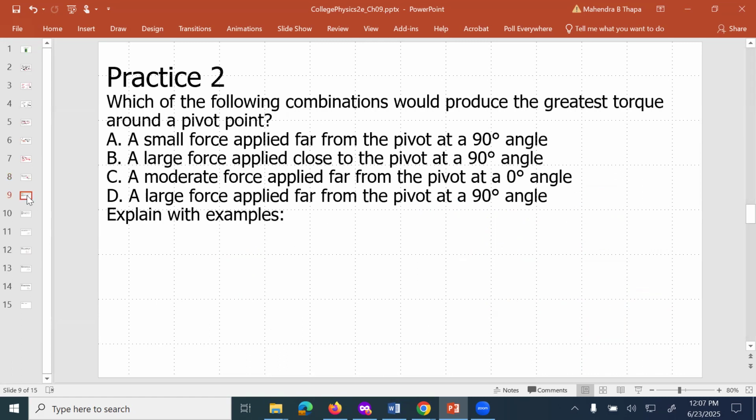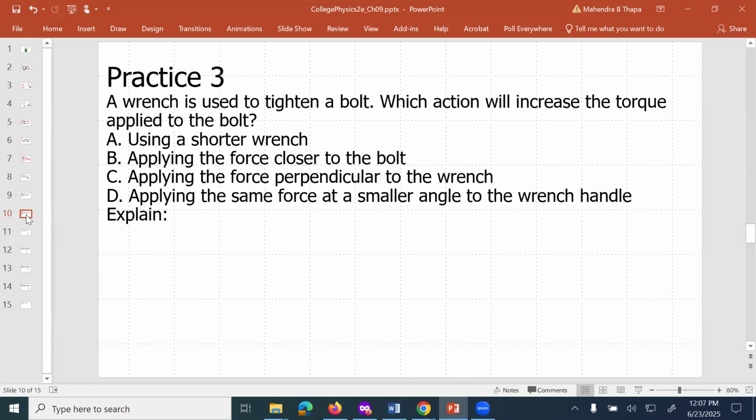Okay. Similarly, practice 2. And here you will explain with an example. And the third one is also a multiple choice, but explain your choice.